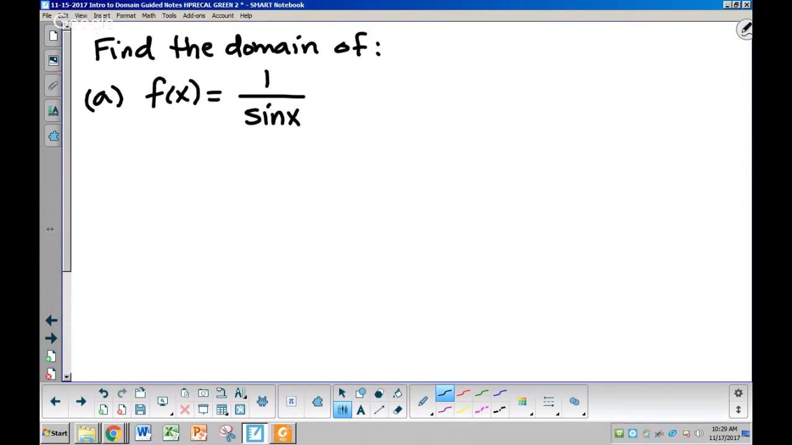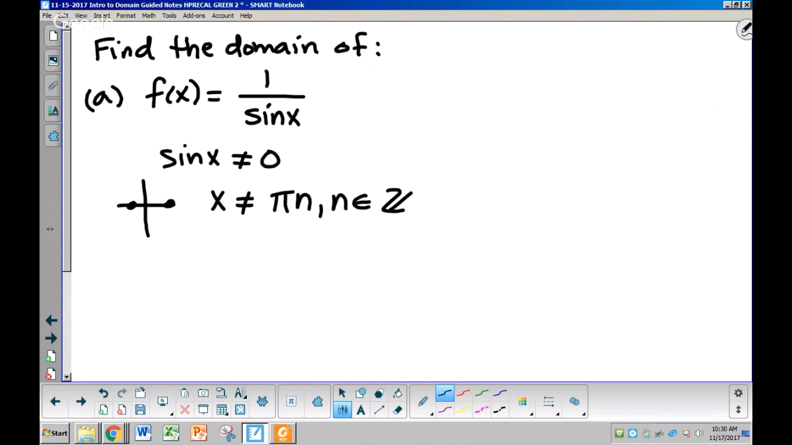But let's use our domain dangers or gotchas to figure this out. What would it be? We would say sine x not equal to 0. Well, when is sine x equal to 0? 0 and pi. So we would say x not equal to pi n. Okay. Got it? So we could know that this is equal to cosecant, and we remember how to graph that.